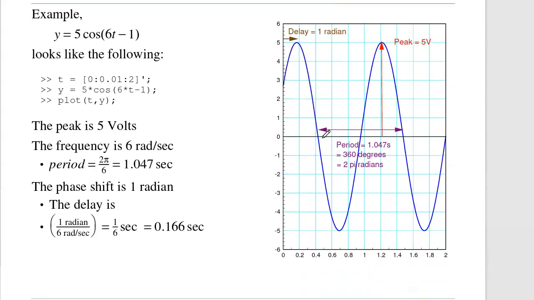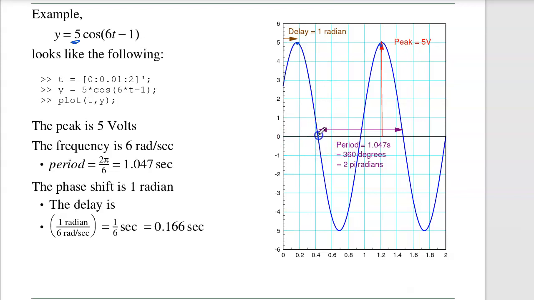For example, suppose I have the sine wave 5 cosine of 6t minus 1. Here, this is in polar form. Polar form is actually much easier to see when it comes to graphs. There is an equivalent rectangular form, but it's kind of hard to see what's going on. In polar form, the amplitude, well, I can plot it this way. t goes from 0 to 2. Here's y, 5 cosine of 6t minus 1, plot. That's what it looks like. Where the numbers come from, this number 5 is the amplitude. The peak is 5. The frequency is 6.